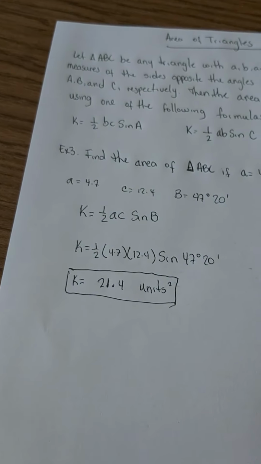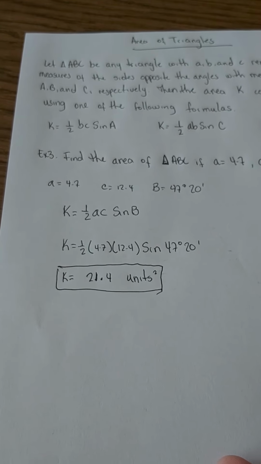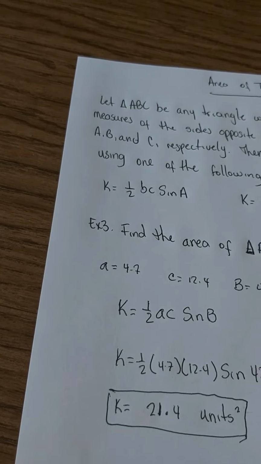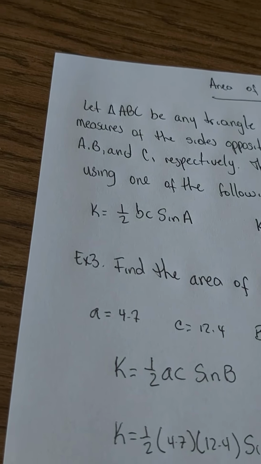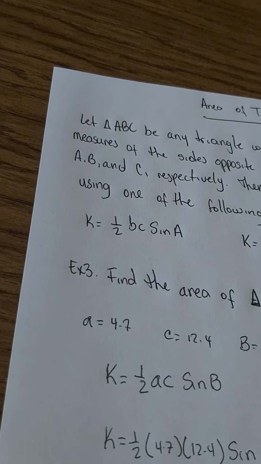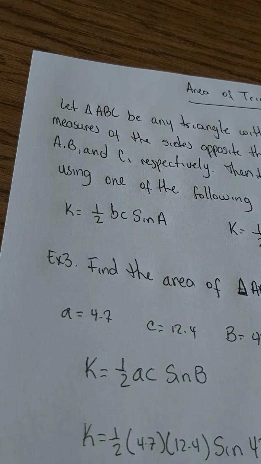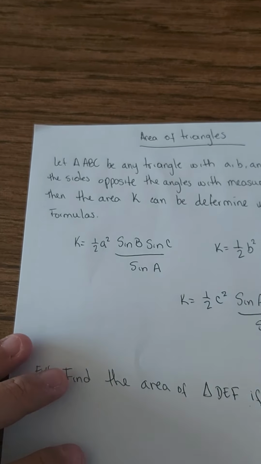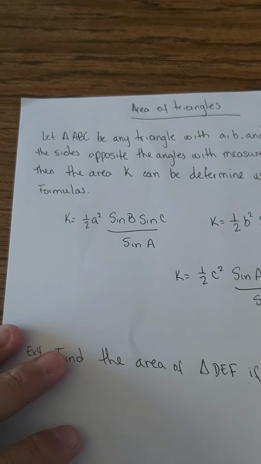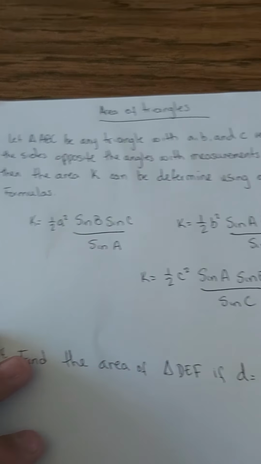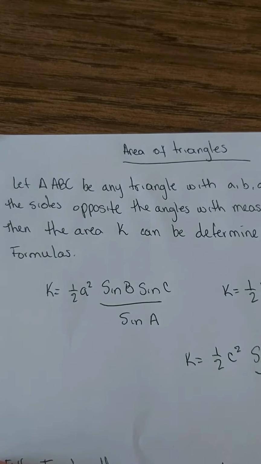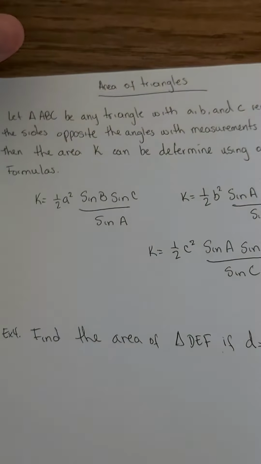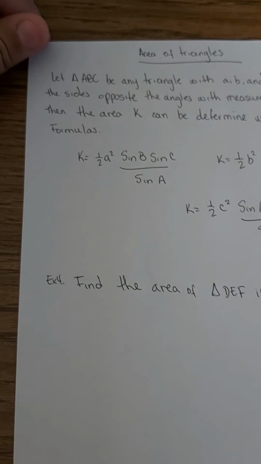Notice in this exercise we knew two sides and an angle. Okay, so in example 3 we knew two sides and one angle. Now look what happens if we have two angles and one side.